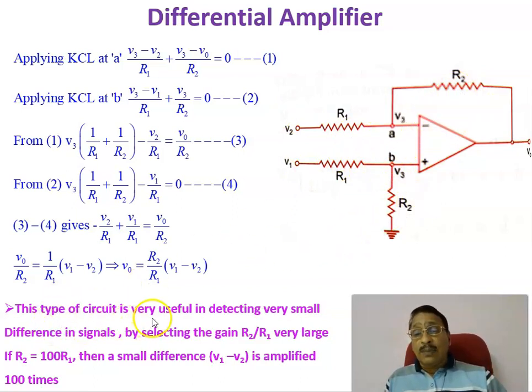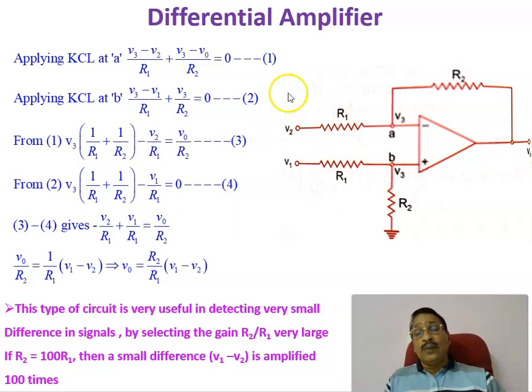This type of circuit is very useful in detecting very small differences in signals by selecting the ratio R2 by R1 very large. Say, for example, if R2 equals 100 times R1, then a small difference in voltage is amplified 100 times. So if there is a small change of 10 millivolt, that 10 millivolt times 100 becomes 1000 millivolt, or 1 volt. The output voltage will become 1 volt.